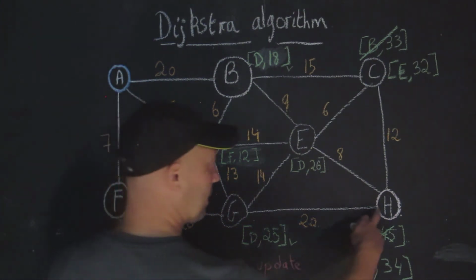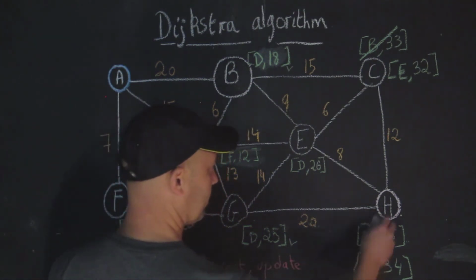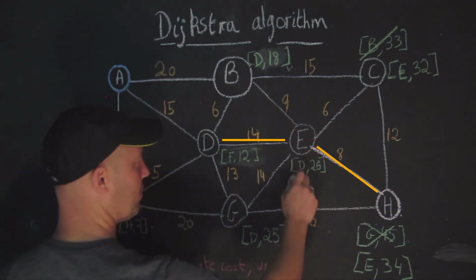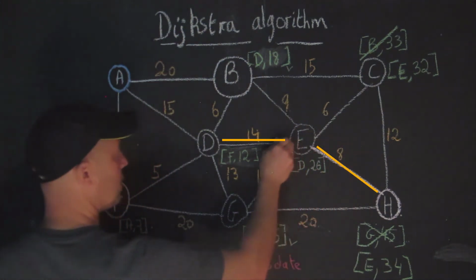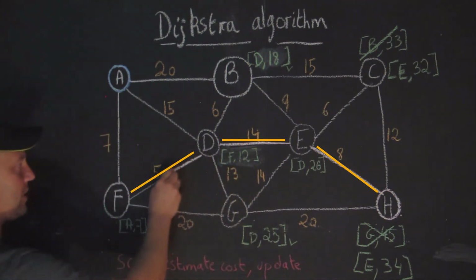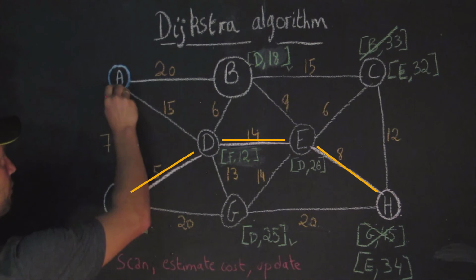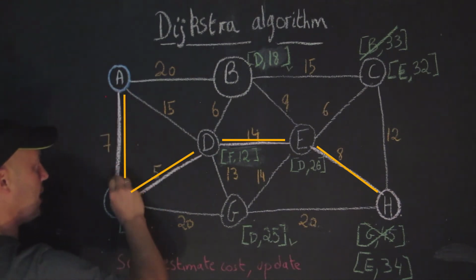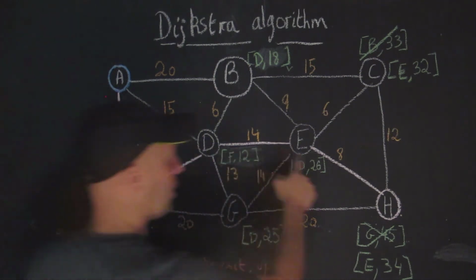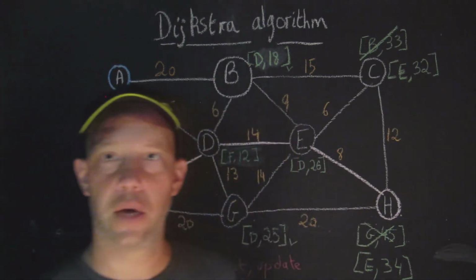Starting from H, I see I come from E. From E, I see I come from D. From D, I see I come from F. From F, I see I come from A. And so that is your path, the optimal path: A, F, D, E, H, as you can see right there.